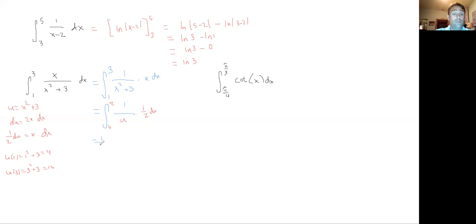So we get our 1/2, 4 to 12, 1 over u du. So 1/2 natural log of u from 4 to 12. I'm not going to worry about plugging my x expression back in. Technically that should be absolute value, but the absolute value of positive 12 is positive 12. So natural log of 12 minus natural log of 4.